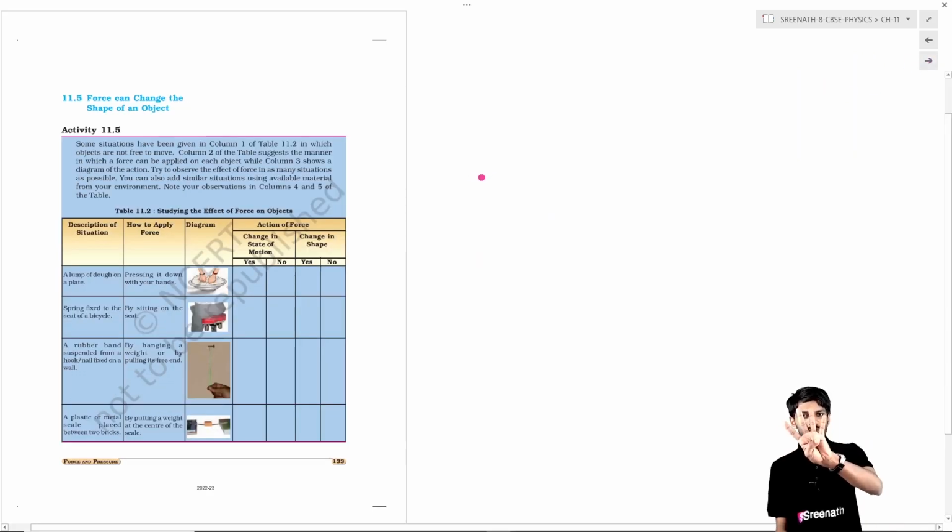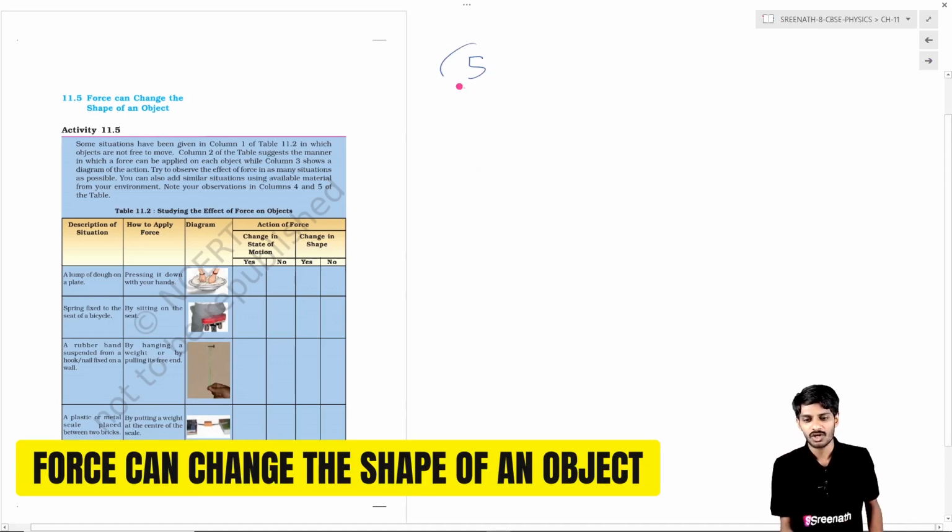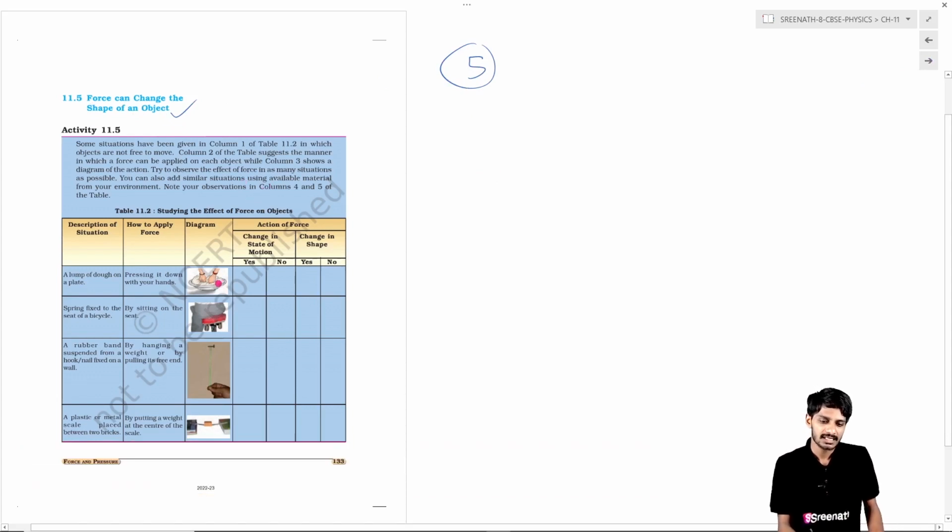That is the fourth topic we have completed. Now the fifth topic. The fifth topic is nothing but force can change the shape of an object. Force can also change the shape of an object. Here is an example. Suppose this is the dough on a plate, wheat dough or anything. If you apply force using your hands, what will you observe? The shape of it will change.